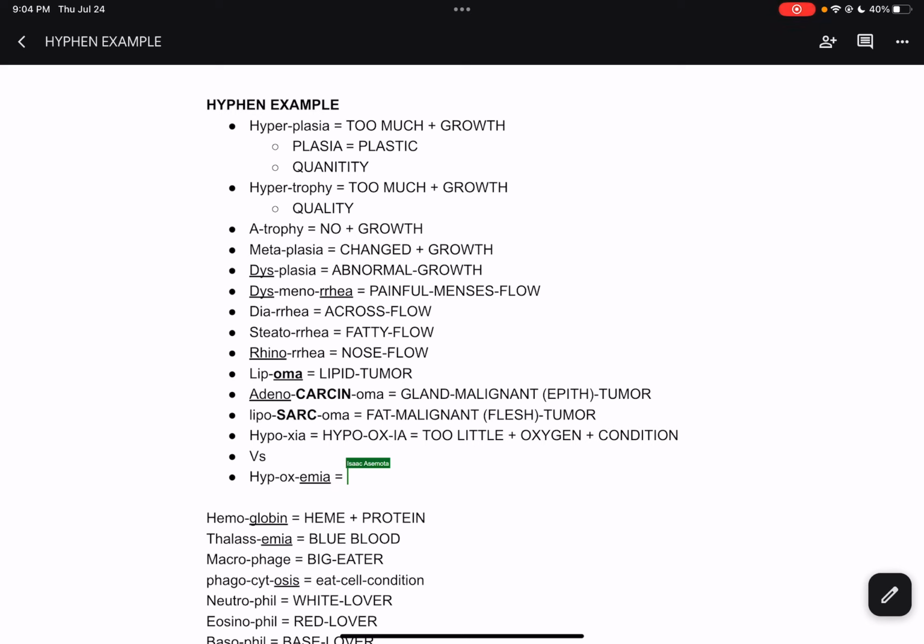It refers to the blood. So now it's hypoxemia. It equals too little oxygen, specifically in the blood. So hypoxia versus hypoxemia equals what? Equals tissue versus blood.